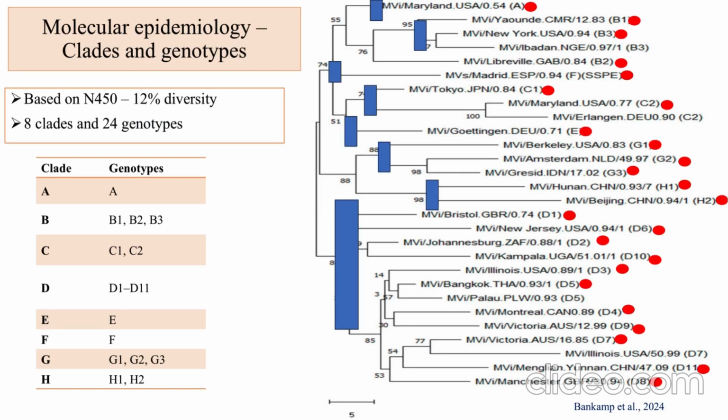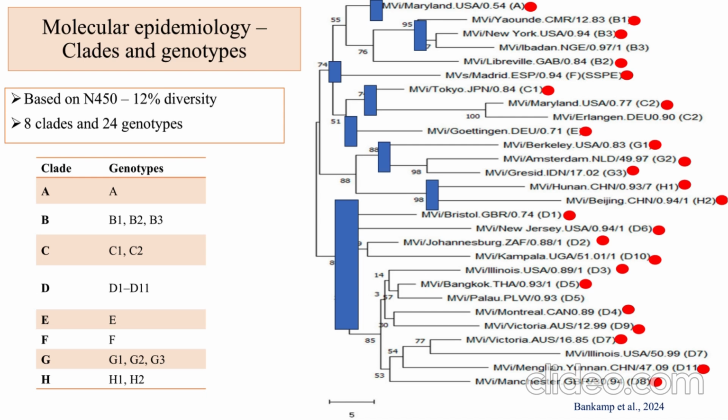Based on N450, the WHO currently recognizes 8 major clades or groups labeled A through H, and within those, 24 specific genotypes. Interestingly, all the vaccine strains are clade A and wild-type clade A viruses. They're now considered extinct, wiped out by vaccination.